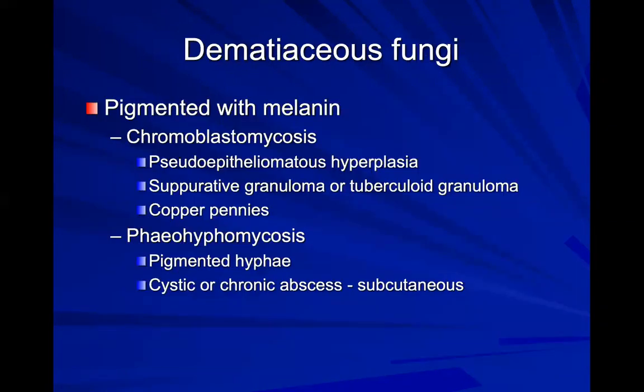Dermatiaceous fungi, these are pigmented fungi, pigmented with melanin. So if you do a melanin stain, you can find the fungus as opposed to even doing a PAS stain, which would probably still find it, but it's kind of neat to be able to do a melanin stain. So chromo is when it exists in yeast form in the tissue, right? That's how you get the copper pennies. And then pheo is when it's hyphal form and it's pigmented. So often, if it's in the skin, you're going to see a chronic abscess in a cystic form. It'll be like a nodule in the subcutaneous tissue.